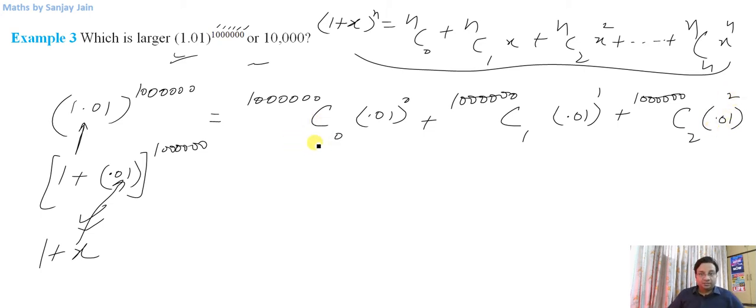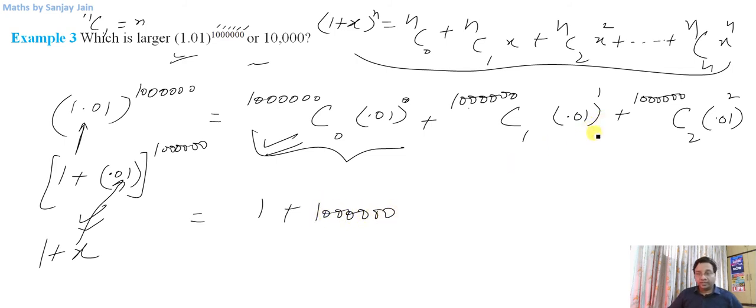Now let us think about these three terms only. So this is 1, right? And this is 0th power. So this first term is going to be 1. What about this second term? This second term, nc1 is n, right? What is nc1? It is n. So this is 1 0 0 0 0 0 0 into 0.01. So it is 1 by 100 only, right?